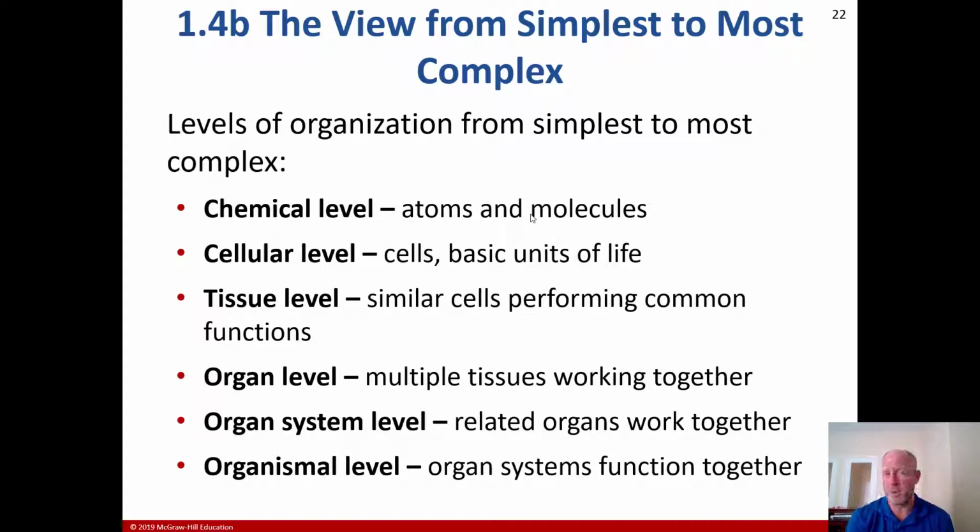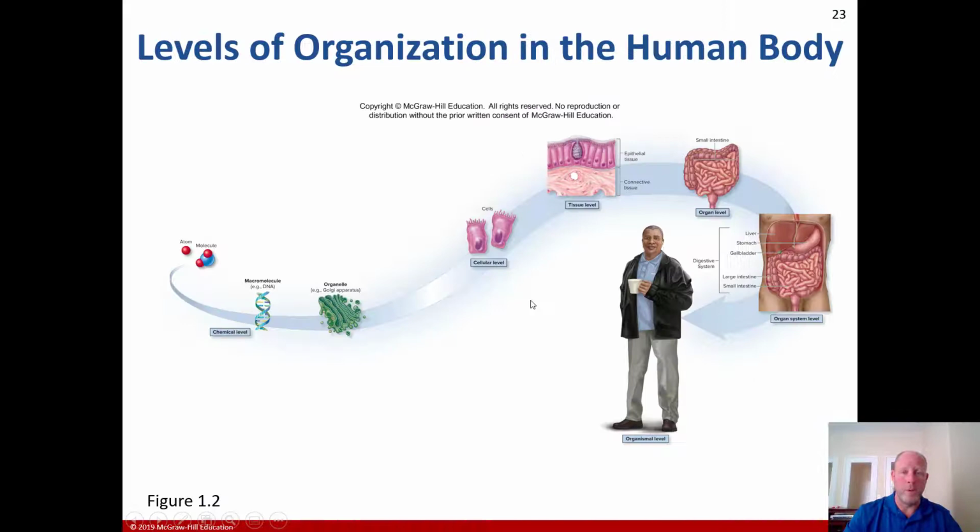The view from the simplest to most complex. From a standpoint of chemical level, atoms and molecules being the most simple, then going to the cellular level and cells, basic units of life. Tissue level, just like we mentioned before, from cells to tissues, similar cells performing common functions, to the organs, the organ systems, and the organism, or we can go the opposite way from complex to simple. Okay, that simple breakdown you must know. Pretty much everything we're covering in here you must know.